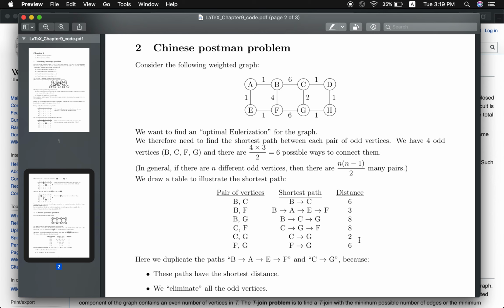That is the weight. So you only pick those with the minimum weight, as minimal as possible. So here, if you look at this example, you just choose this one, 3, and the other one is 2, the distance. By deprecating these 2 corresponding paths, that should give you the optimal Eulerianization with respect to the weight.